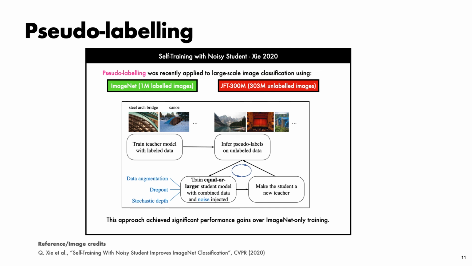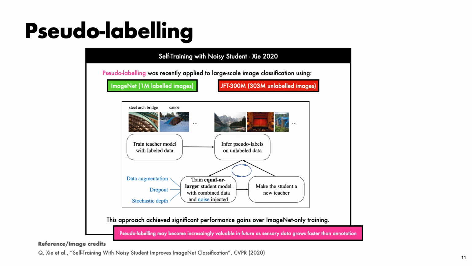More broadly, I think that pseudo-labeling algorithms are likely to prove increasingly valuable in future, as manual annotation simply cannot keep up with the scale of sensory datasets that are now being created. We've reached the end.